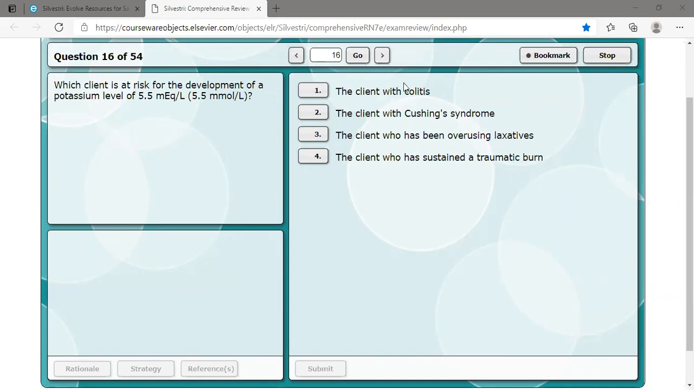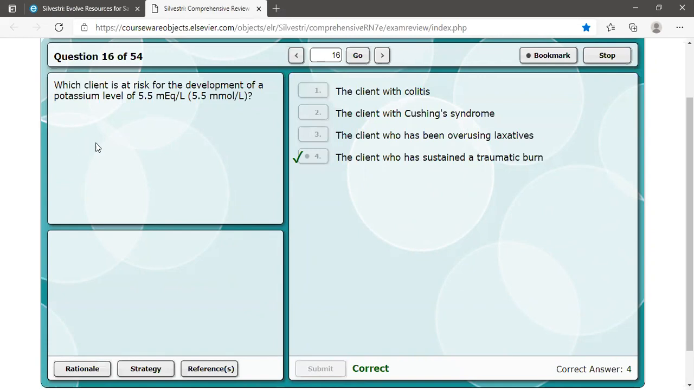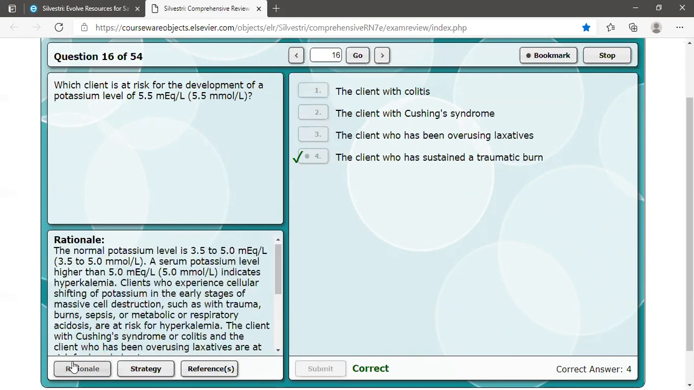On the other hand, they said colitis or GI losses or some diuretics or skin loss, vomiting, all can cause hypokalemia. So out of 4 options, the most chance, I said here, the client who would sustain the traumatic burn patient, right, has a chance of developing hyperkalemia because potassium shifting occurs in case of the traumatic burn. This is the option we choose to develop hyperkalemia. So what is their explanation?